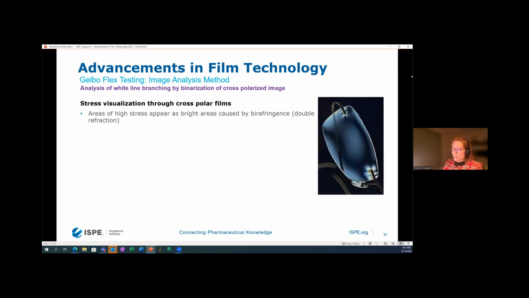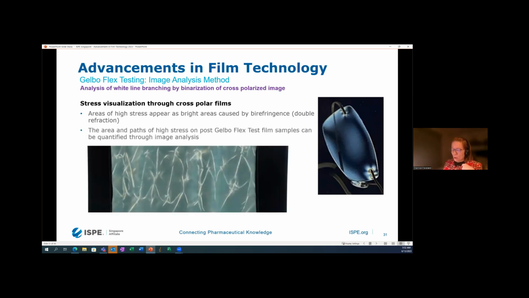Yeah, so areas of high stress do appear in here. See that on the glasses where the attachment is for the frame to the polycarbonate, you can see these bright areas, and bright areas are caused by birefringence, and it helps us detect where there is stress on an object. So looking at our film, this is a post-Gelbo film sample, and it's imaged under cross-polarization. And it highlights areas of stress. And so using this cross-polar film makes it possible to quantify the degree of white lines through image analysis.